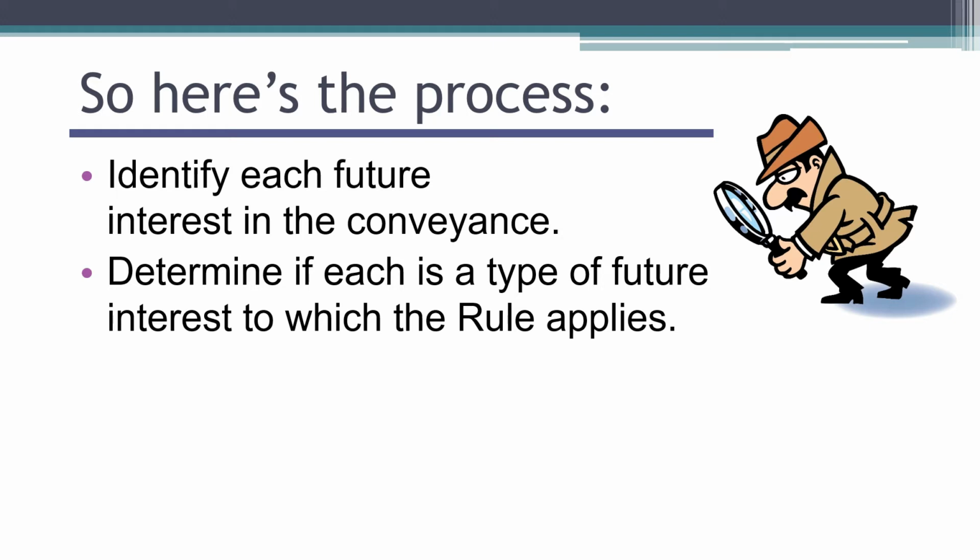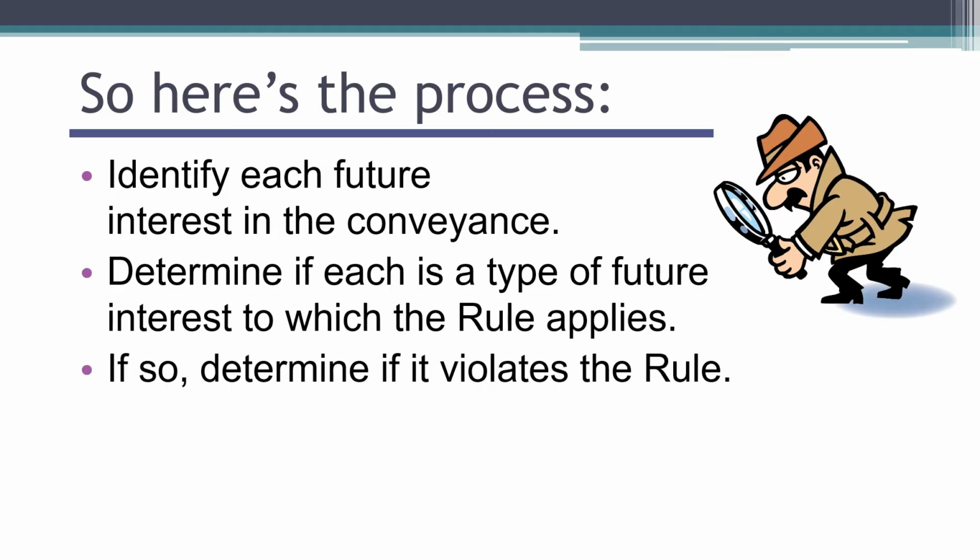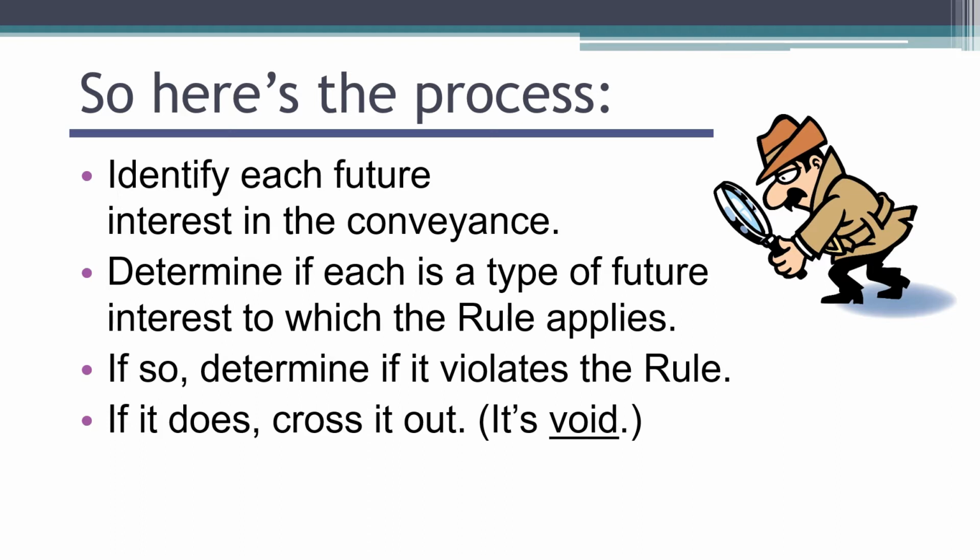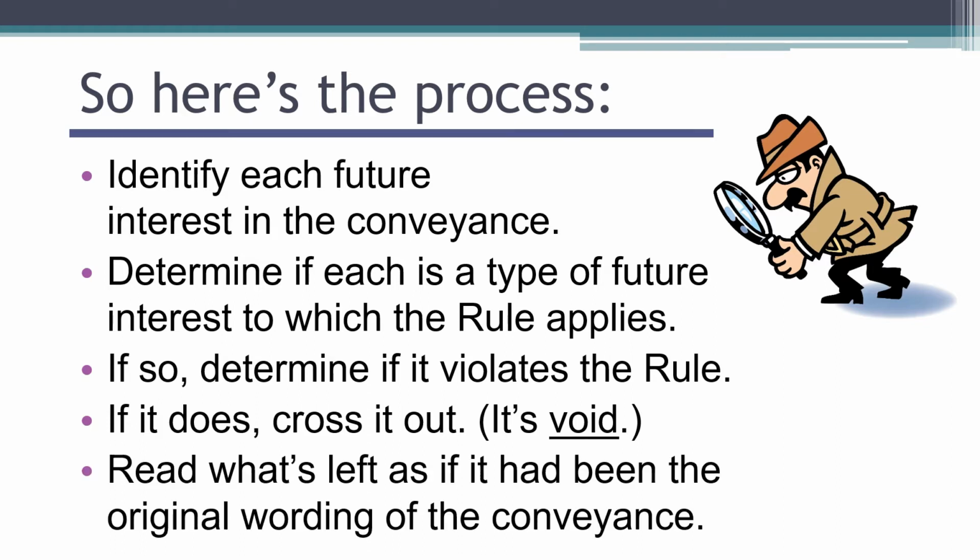Second, you've got to determine if each one of those is a type of future interest to which the rule applies. Namely, it only applies, as we just learned on the previous slide, to contingent remainders, executory interests, and class gifts. So you determine whether the future interest you're looking at is one of the types of interest that the rule applies to. Finally, you've got to determine if it violates the rule by applying the rule to it. If it does violate the rule, you strike it out. You literally cross it out with your pencil. It's void. It's like it never existed. And so you read what's left as if that had been the original wording of the conveyance.